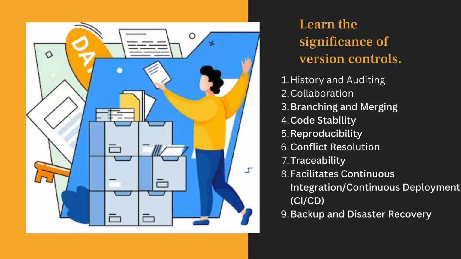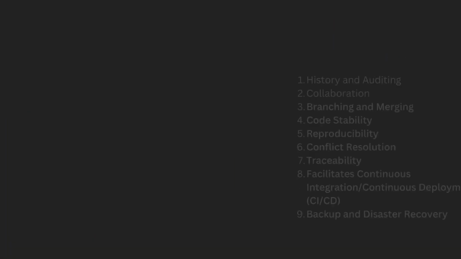Ninth, backup and disaster recovery. Version control systems act as a backup mechanism. The central repository serves as a backup of the entire project, and individual developers have local copies. In case of data loss or system failures, the project can be restored from the version control system.